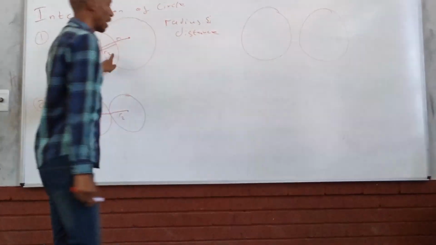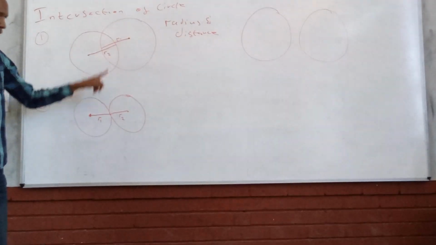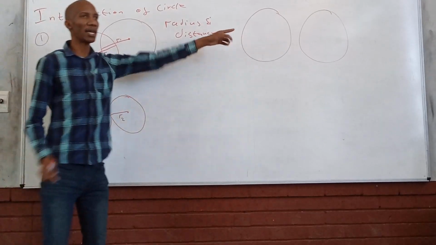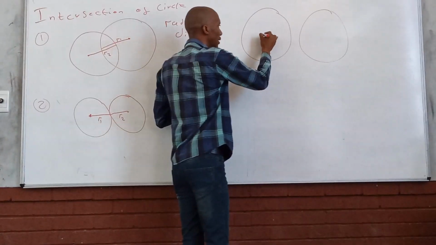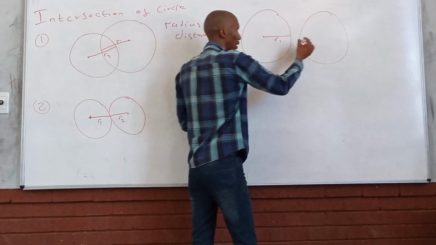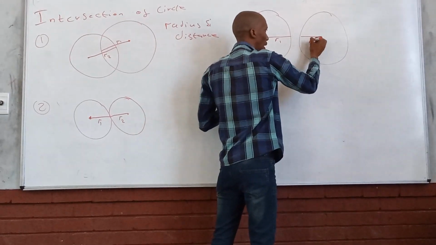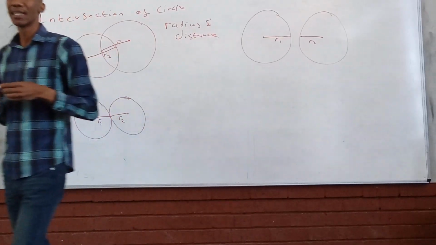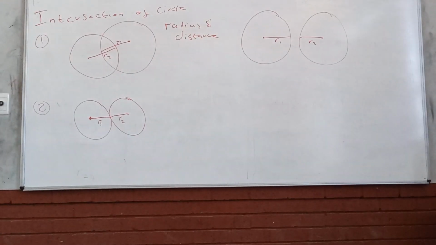When they intersect, I show it like this. And with this one, they don't intersect. R1, R2. These ones, they don't intersect. So how do we prove this one?